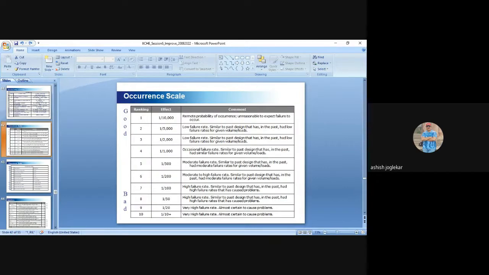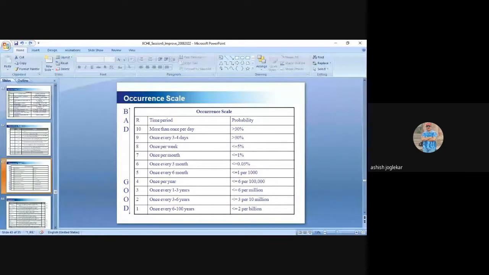Then we have occurrence. How often is the failure mode occurring? If it occurs more than once in a day, you get 10. Then once every 3 to 4 days, once in a week, once in a month, once in 3 months, once in 6 months, once in a year, and once in a lifetime. That is 1 in 100 years.